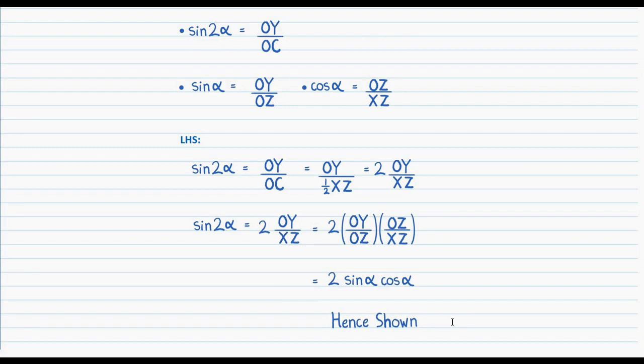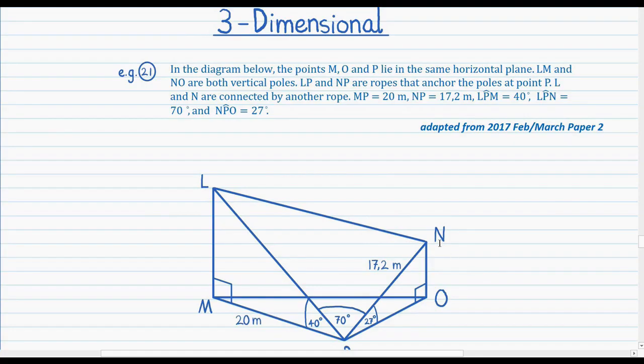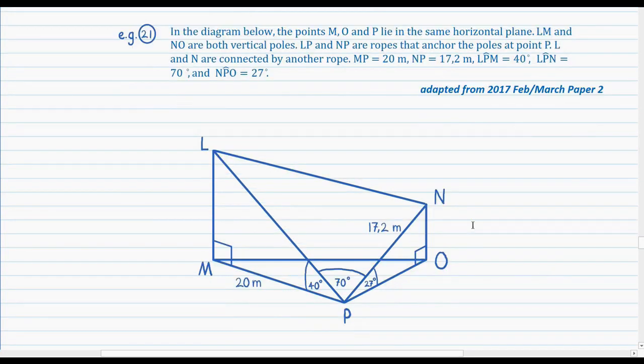Then for the final example of this video, I'll cover a three-dimensional example very similar to one from a past exam paper. I adapted this question from a question I saw in the 2017 February and March paper 2 exam, and it's as follows. In the diagram below, the points M, O, and P lie in the same horizontal plane. Then LM and NO are two vertical poles.